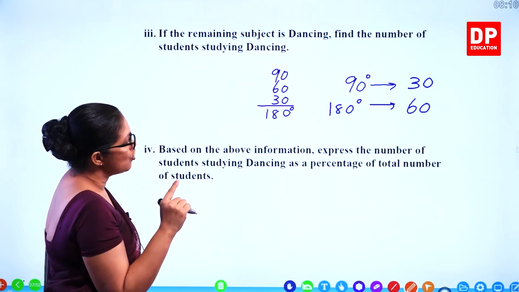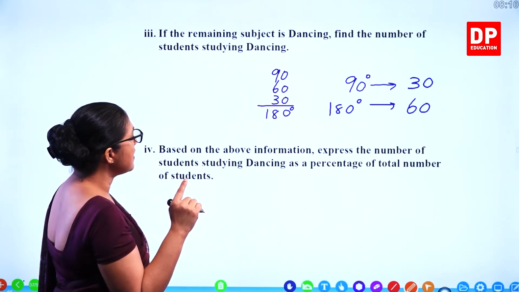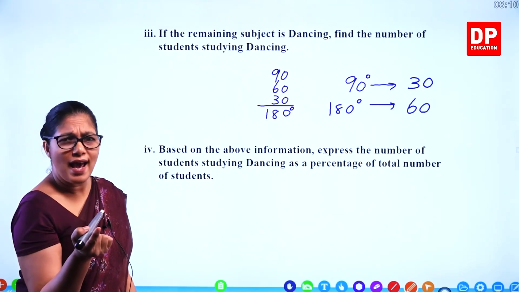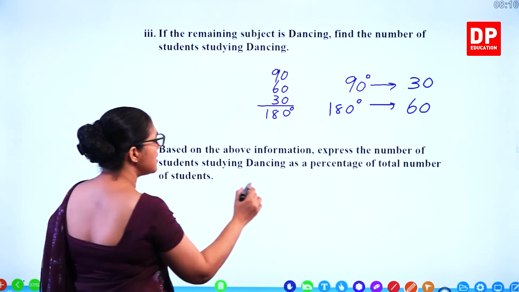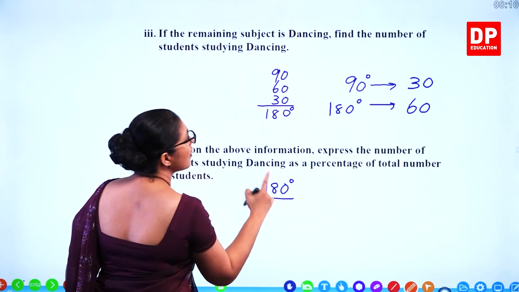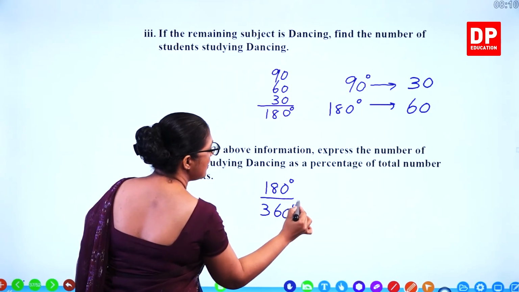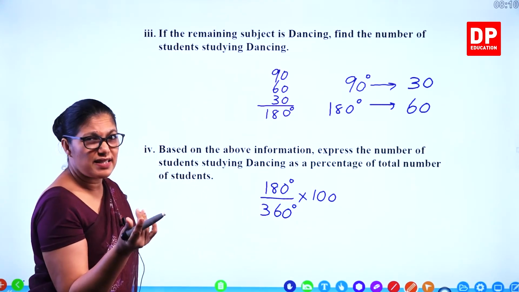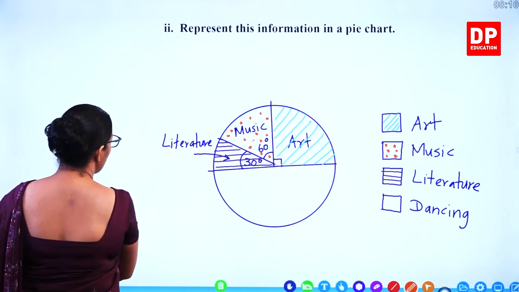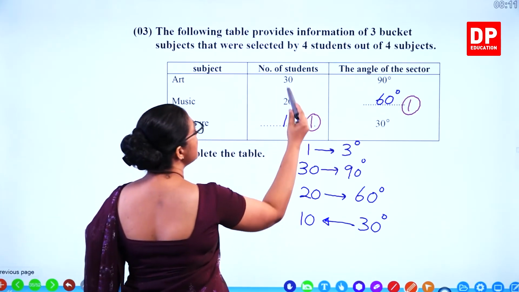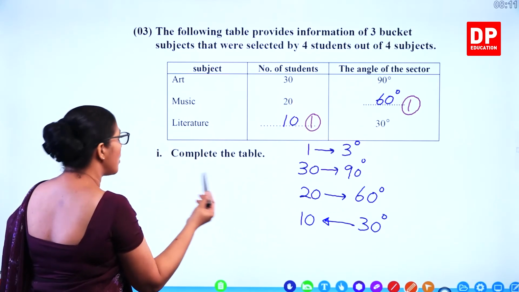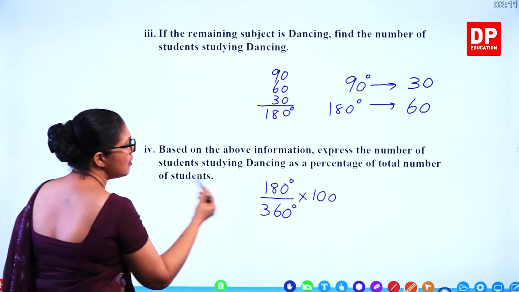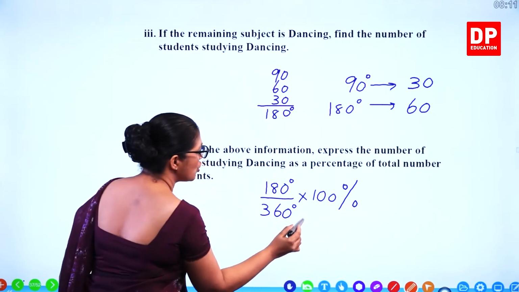Based on the above information, express the number of students studying dancing as a percentage of the total number of students. So we can either use angles, because 180 degrees out of 360 into 100. Because we don't know how many altogether, we would have to add it. That way is also possible, but there is no need to add everything: 30, 20, 10, and we got 60 for dancing. Without that, we have the angles. You can use angles and find out the percentage.